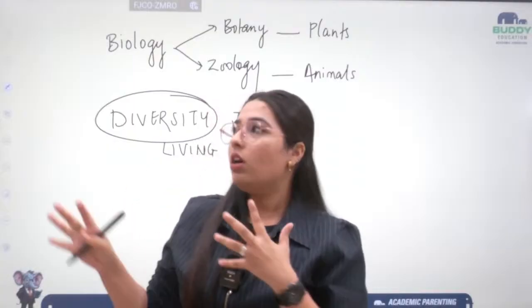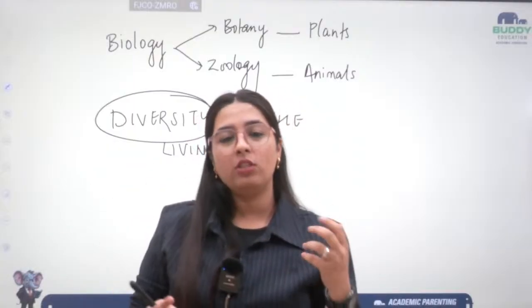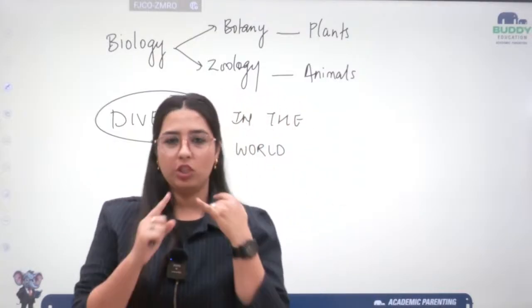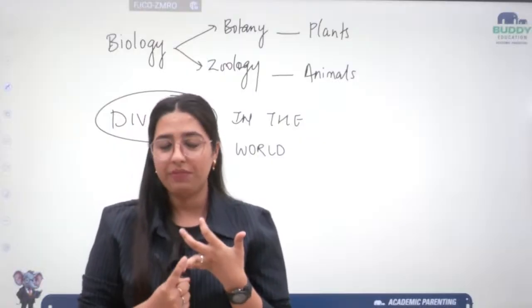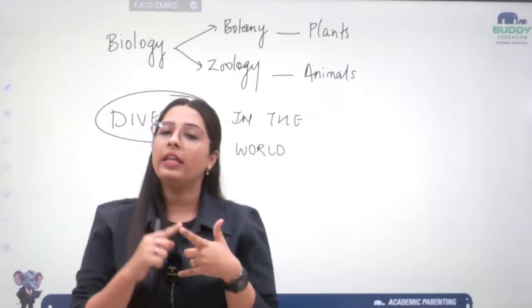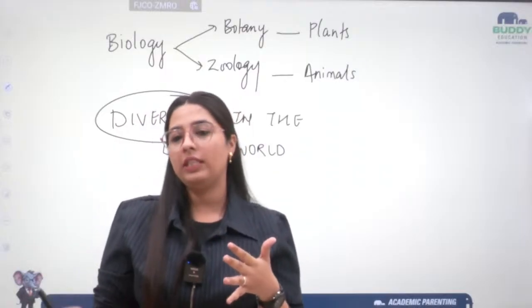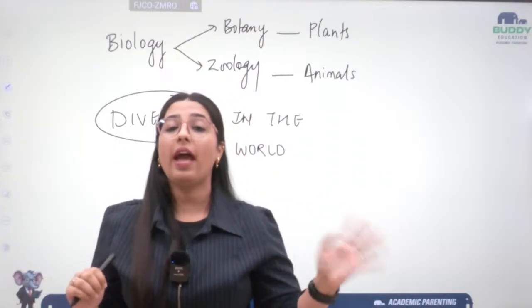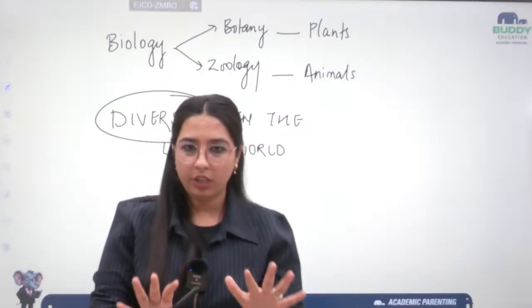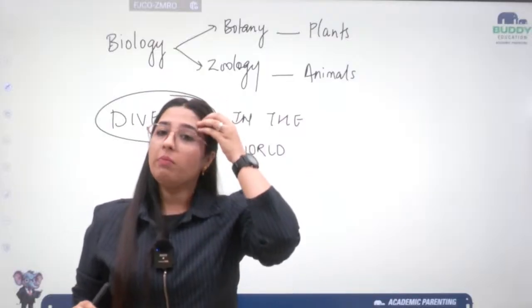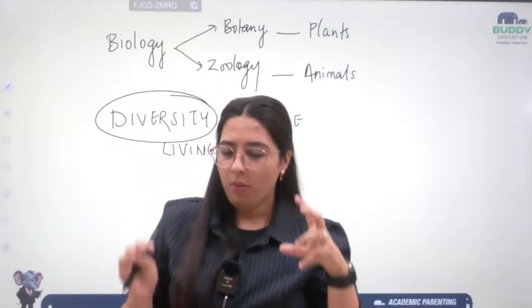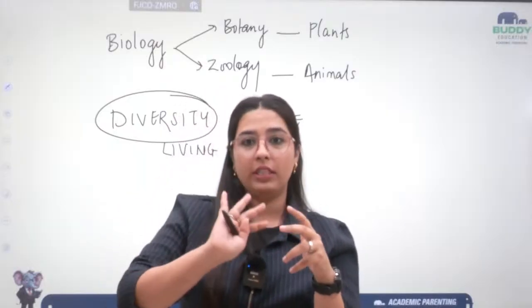This whole unit consists of 4 chapters: the living world, then biological classification, then the plant kingdom, then the animal kingdom. This unit is not specific to plants or animals. Everything is included in one whole unit. So I was talking about these branches of biology. Let's get to diversity there.